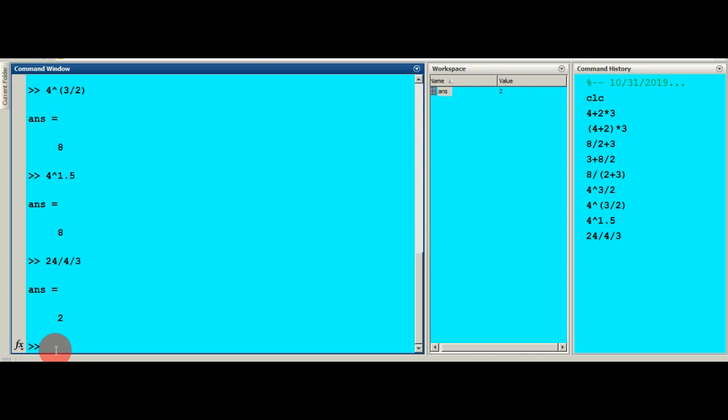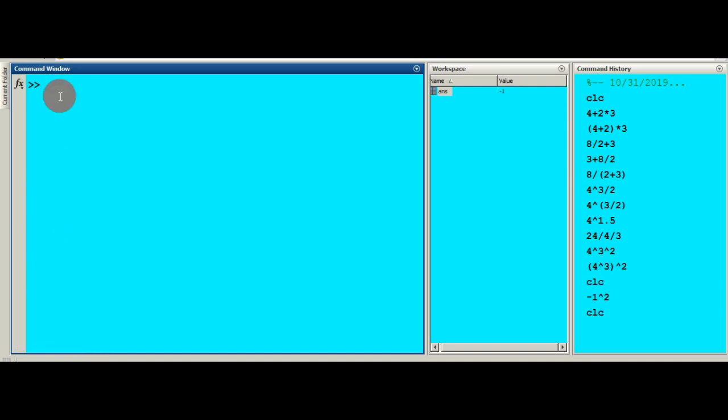Okay, let me write one more question. 4 raised to the power 3 raised to the power 2. In this problem, the operation will be performed from left to right. So 4 raised to the power 3 is 64, and then 64 raised to the power 2 is 4096.